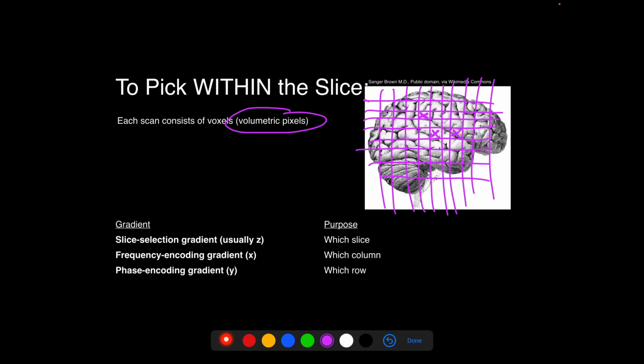That's where the frequency encoding and phase encoding come in. They sound very complicated, but they're just the different gradients in the Z, X, and Y axes. So the Z, as we've discussed already, tells you which slice, and then within the slice, the X and Y tells you which column and which row voxel specifically is being referred to.